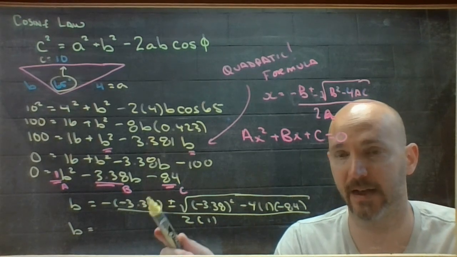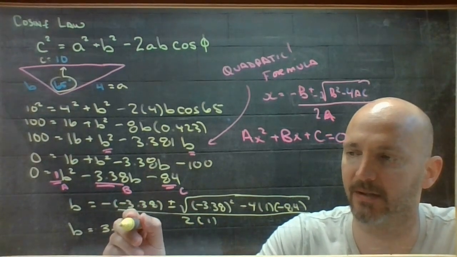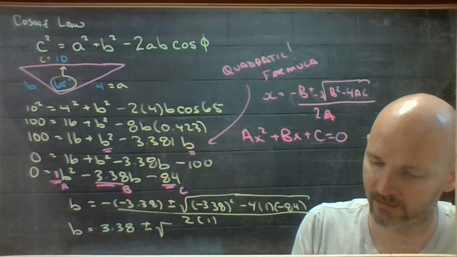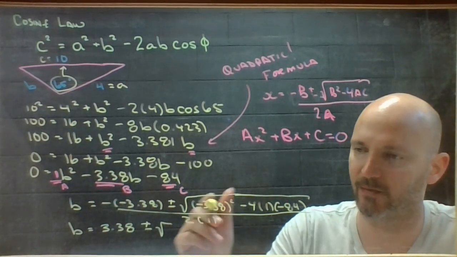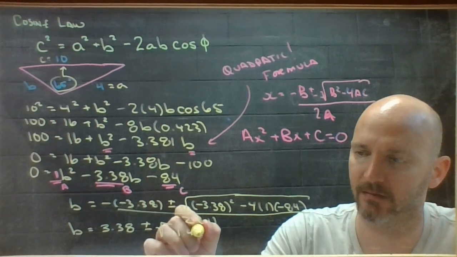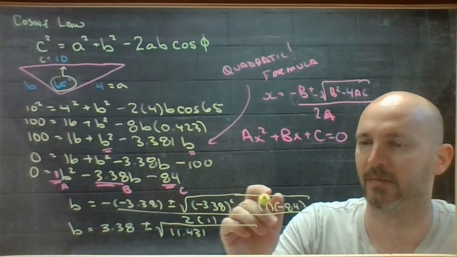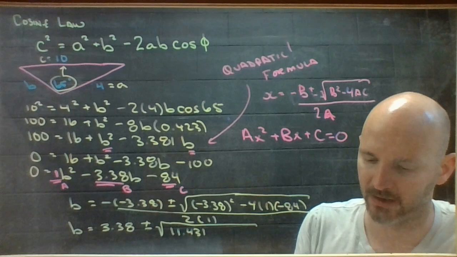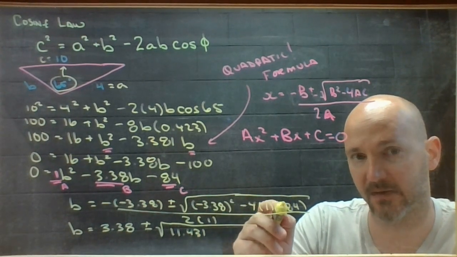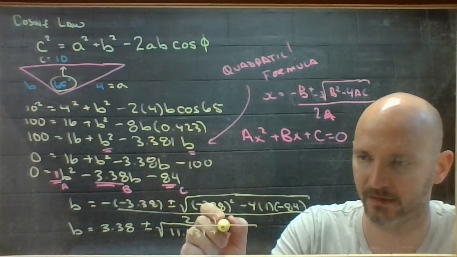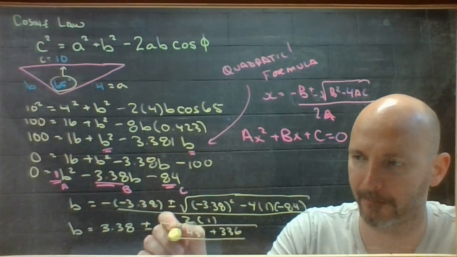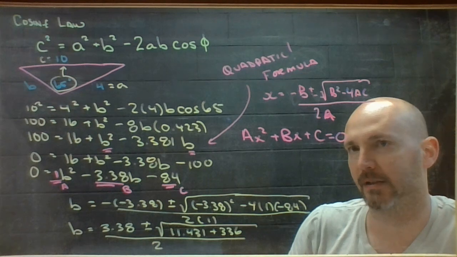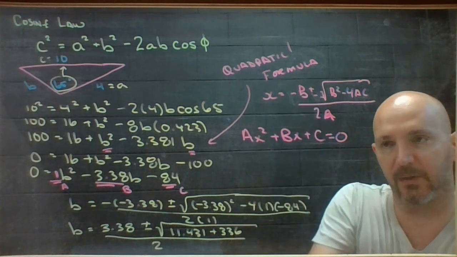All right, negative 3.38 is just 3.38. 3.38 squared gives me 11.431. 4 times 1 times 84 gives me 336, and a negative times a negative is a positive. Goodness, this is a lot. Okay, I'm going to erase this so I have some room here.